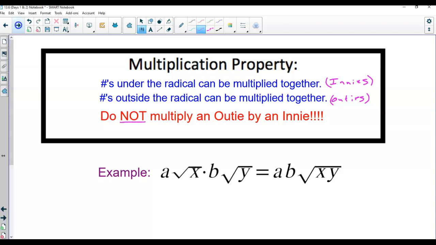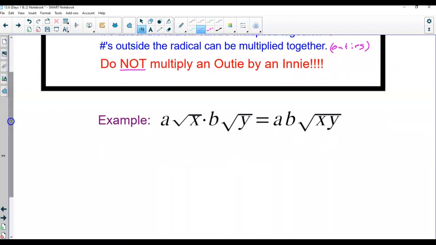What the heck are you talking about? Well, here's an example. A square root of X times B square root of Y. A and B are outside, so they get multiplied together outside. X and Y are innies, and because they're under the same root, I can multiply them together as an X times a Y inside, all right?